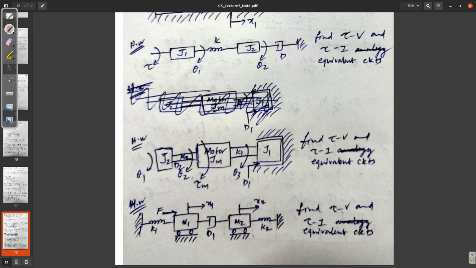So that is it regarding the electrical equivalent of mechanical systems.